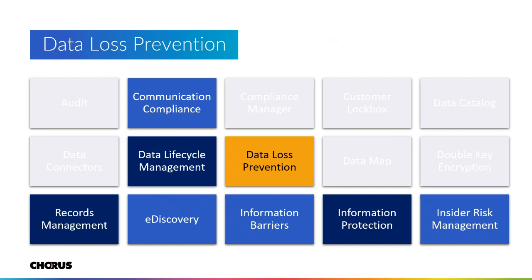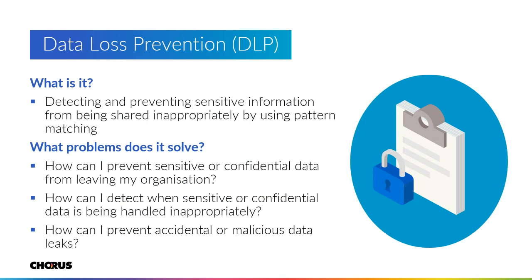Okay, so moving on to data loss prevention, or DLP. DLP is all about detecting and in some cases preventing sensitive information from being shared in inappropriate ways. And usually that's about stopping sensitive information from leaving the organization. It doesn't have to be, it could be also stopping information being shared with the wrong people within an organization. And this all works through pattern matching, through sensitive information types.